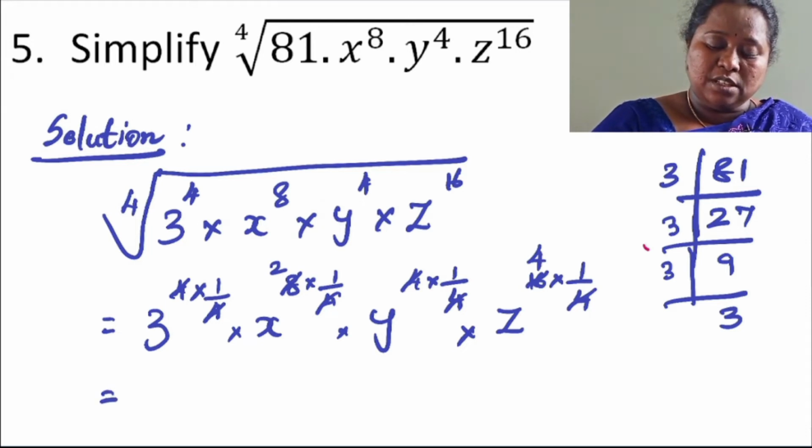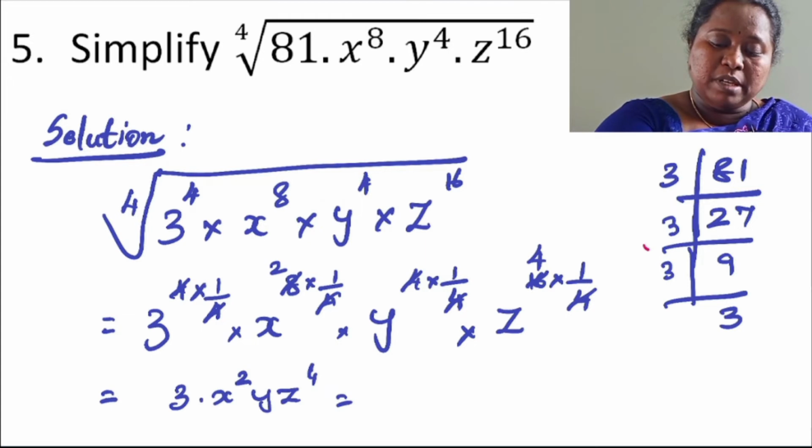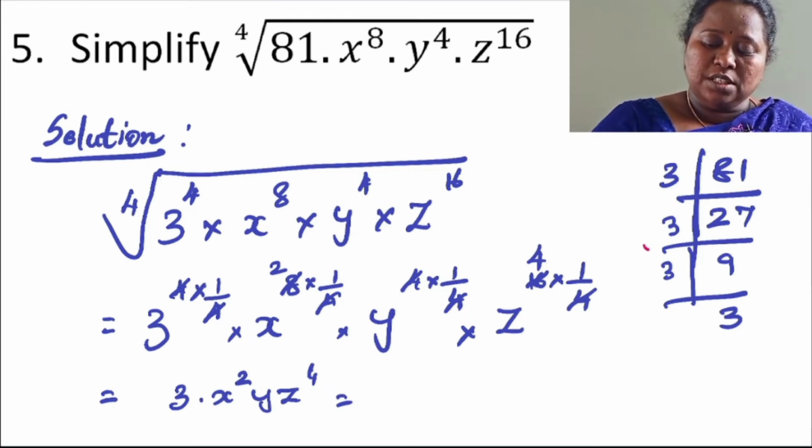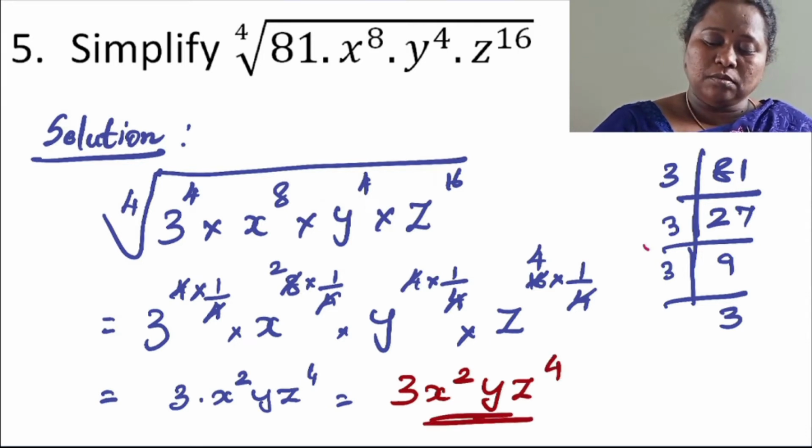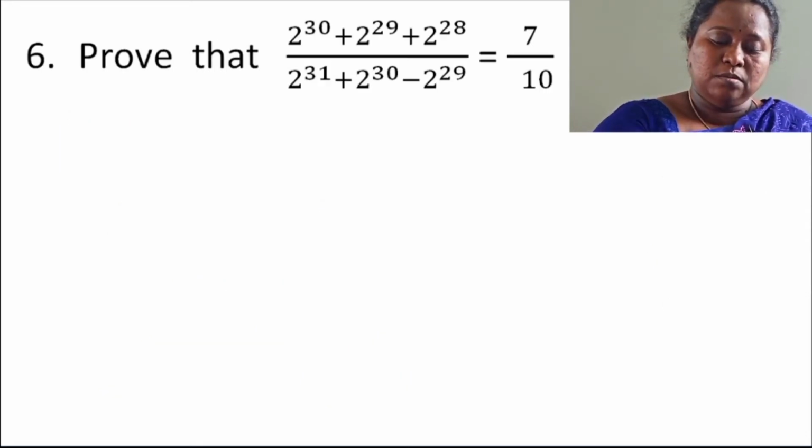So now I will get 3 into x squared into y z power 4. This is the final answer. What is my answer now? 3 into x squared y z power 4. This is the answer. The next sum.